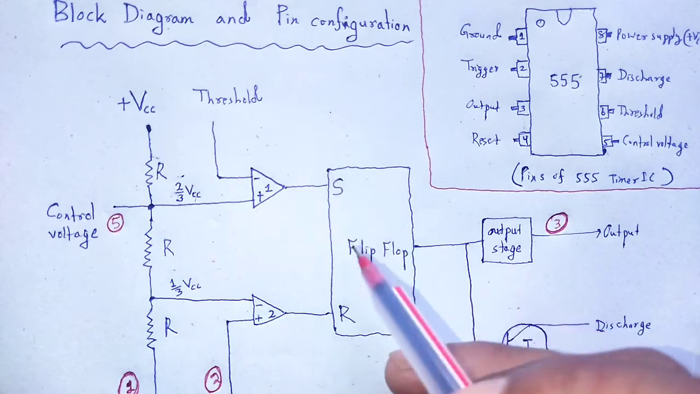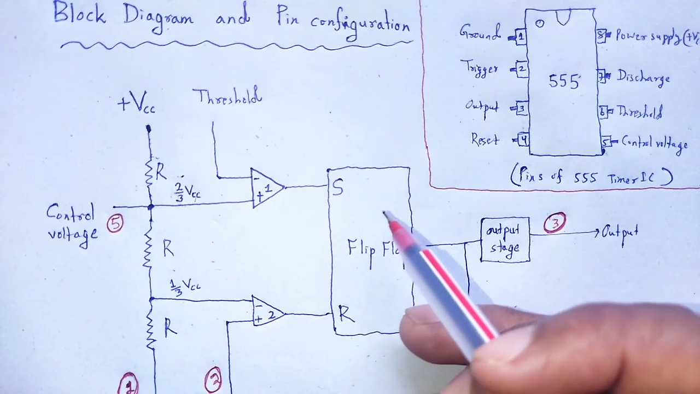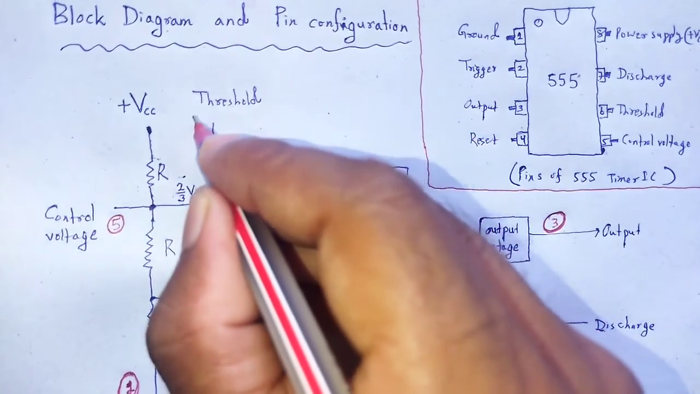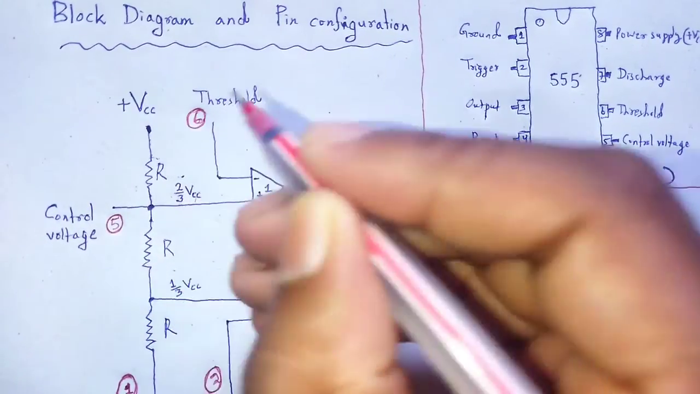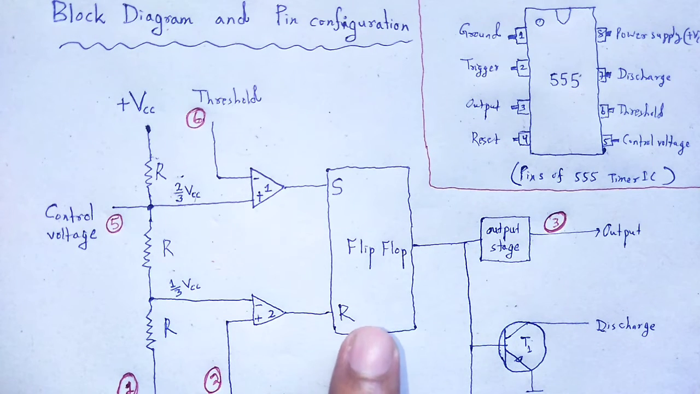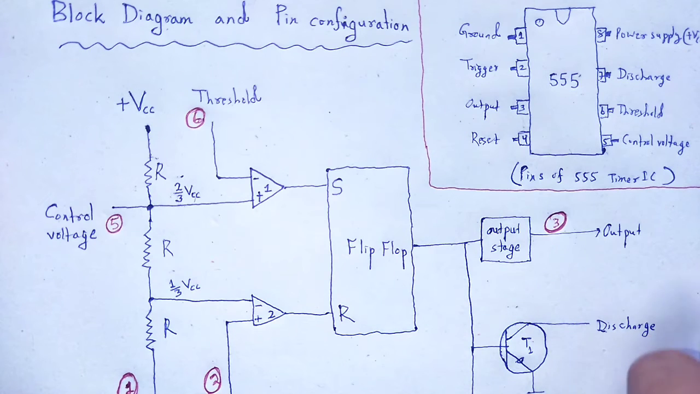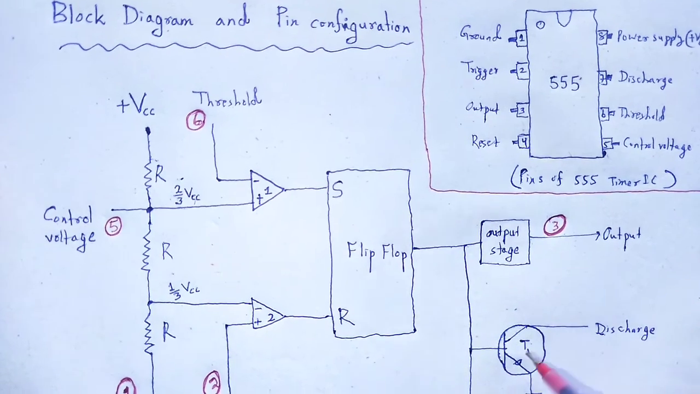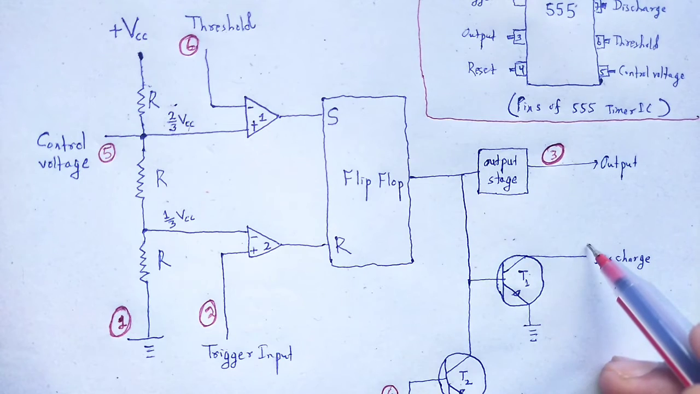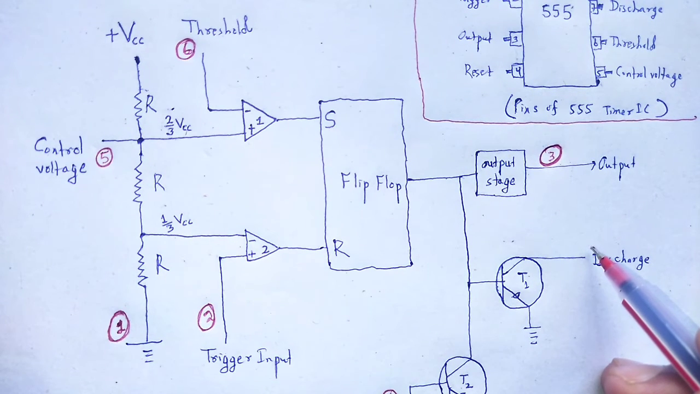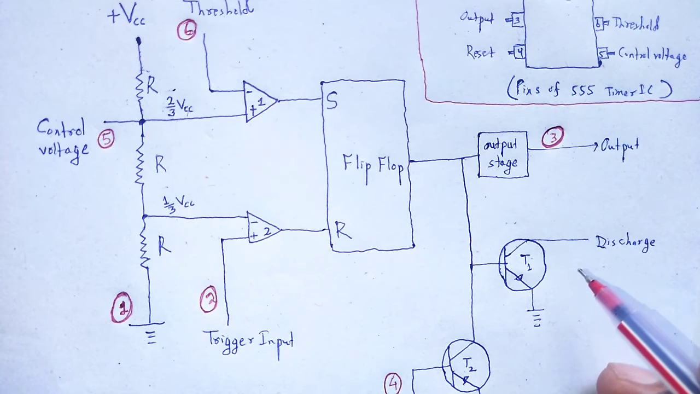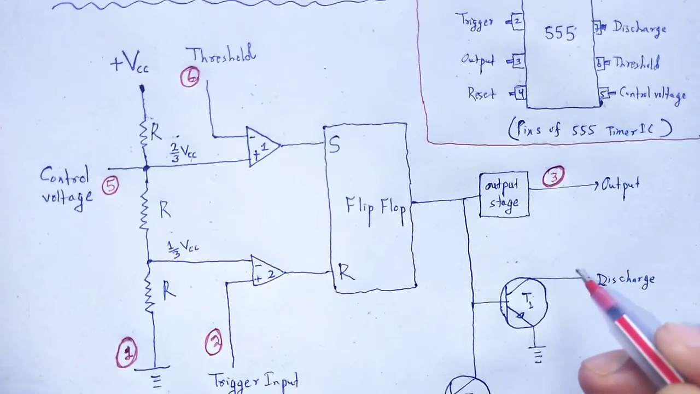Thus, the set state of the flip-flop depends upon the amplitude of voltage at this terminal. The flip-flop has two states, one is set, another is reset. Next, discharge. The pin is connected internally to the collector of the first transistor. This terminal is connected to ground mostly through a capacitor. That capacitor discharges through the transistor when it saturates.